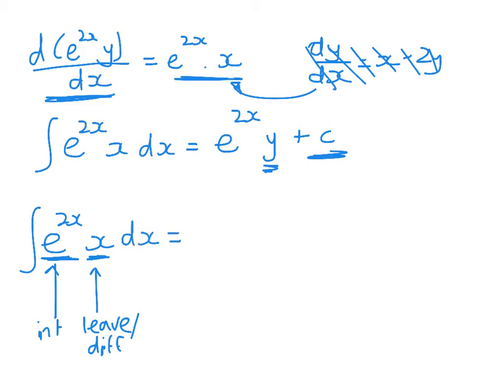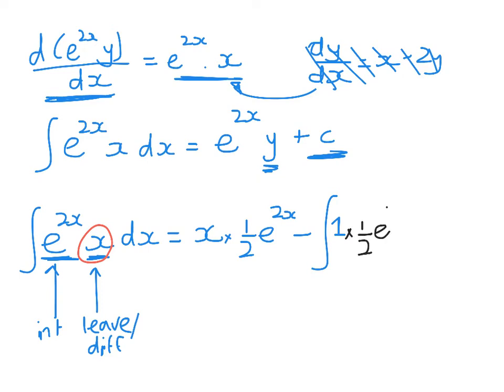So the first part of integration by parts is to say leave the one you're going to leave, so that's the x, and integrate the other one. And we get half e to the 2x. Right, so that was easy. Now we're going to subtract the integral of 1, so that's the derivative of this one, 1 times, and again we integrate the e to the 2x dx.